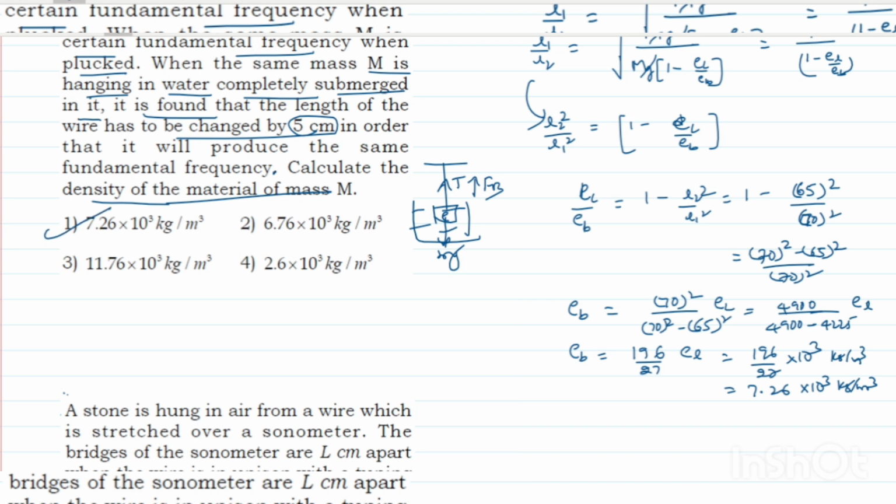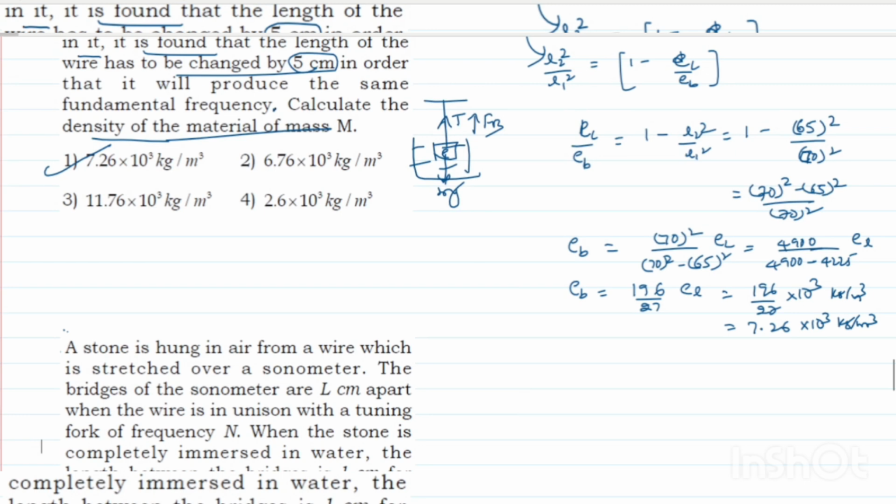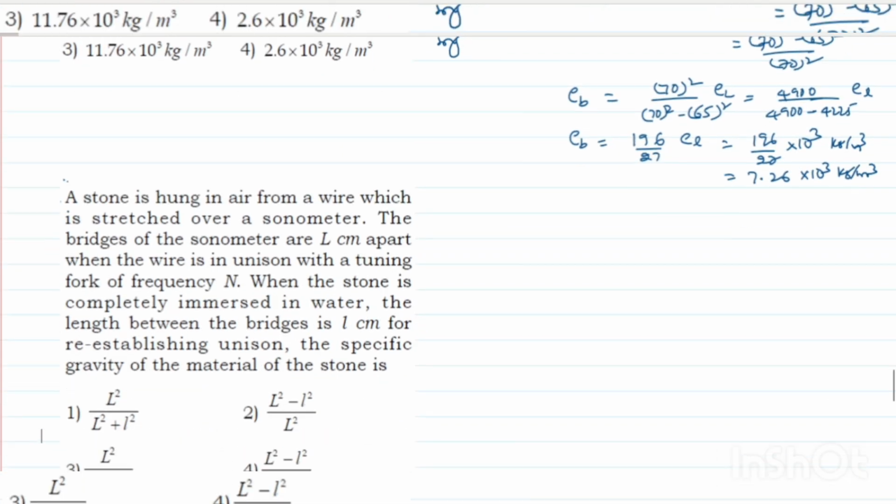7.26 into 10 power 3 kg per meter cube. This is the correct answer. Let us see the next question, students.